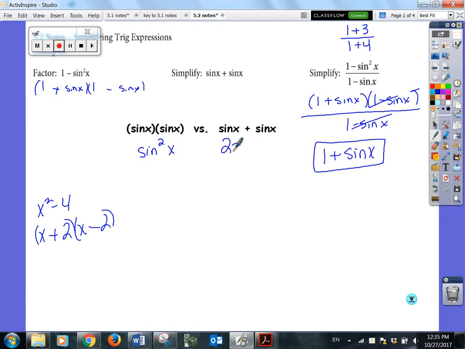So this would be 2 sine x. That's something you might have to do as well, combine like terms. On your homework you had one like that. There was, I think, a tangent theta minus tangent theta. Those are like terms. They went away. Tangent minus tangent is 0. Tangent plus tangent is 2 tangent.